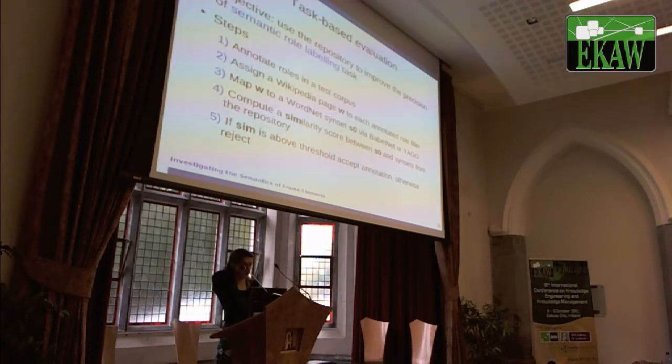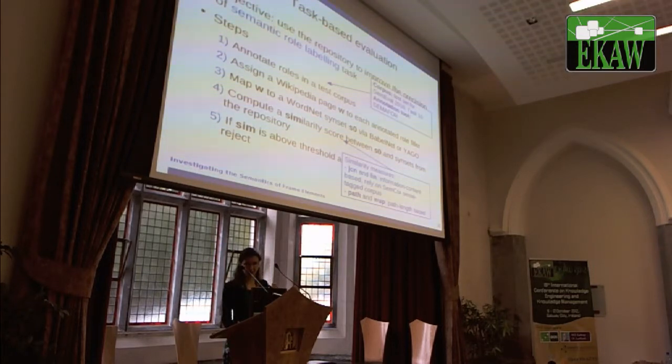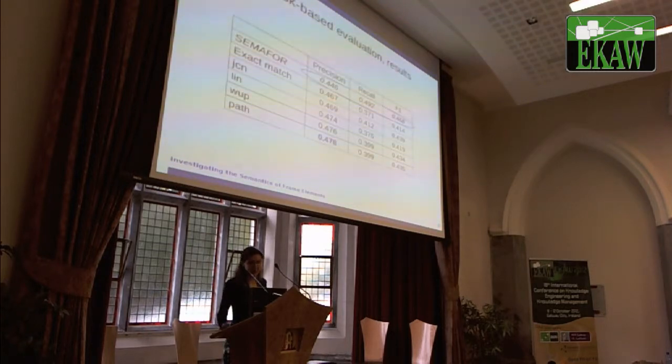And then we used a number of different similarity measures between WordNet synsets to compare the example and the semantic description of the role we have in our resource. So some highlights here. The corpus we used was the test set for SemEval 2010 task 10, and the annotation tool was Semafor. We used two types of similarity measures. Two were based on information content, and two were based on path length. And here are the results.